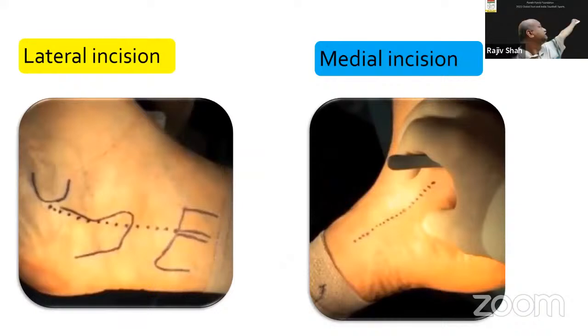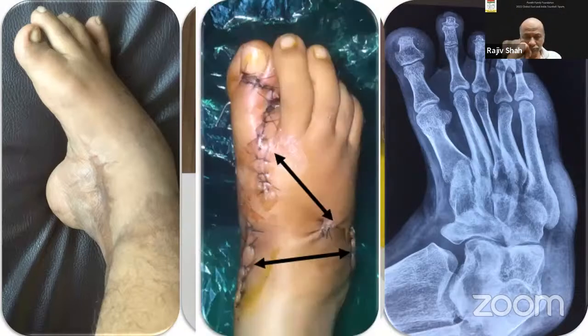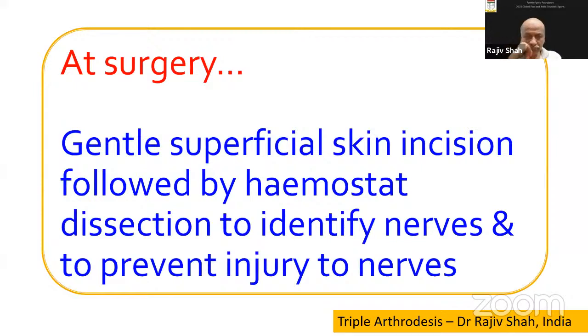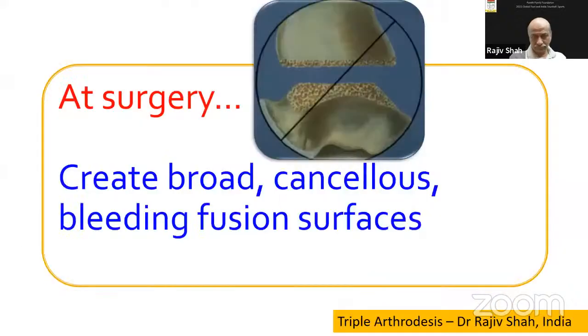This is a lateral incision for subtalar fusion and calcaneocuboid fusion. That's a medial incision for talonavicular fusion. A deformity like this, when it requires multiple incisions, you need to plan the incisions in such a manner that the soft tissue gets healed easily. At surgery, gentle superficial skin incision is followed by hemostat dissection to identify nerves and prevent injury to cutaneous nerves. This is how you prevent injury to saphenous nerve at medial incision and superficial peroneal nerve at lateral incision.